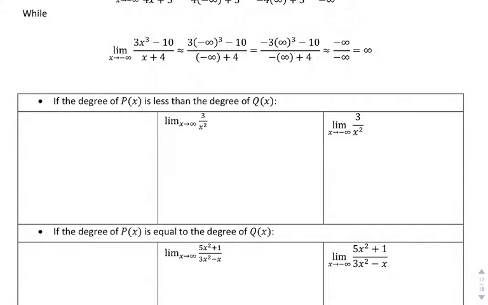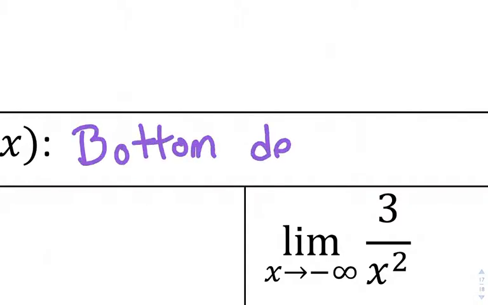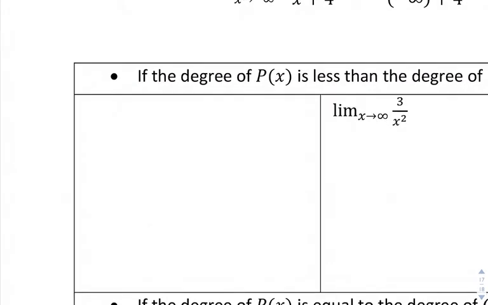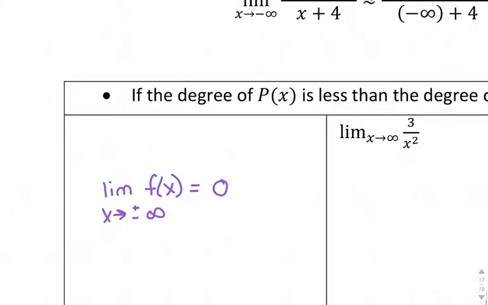So the first one says if the degree of p of x is less than the degree of q of x. This is just saying the bottom has a bigger degree. So bottom degree is bigger. What that means is your trick is that for any rational function, as x approaches positive or negative infinity, your limit is approaching 0 no matter what. So bottom degree is bigger.